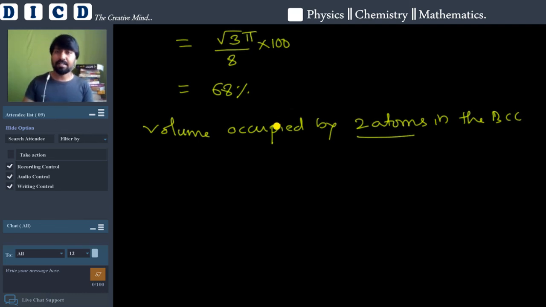Can you tell me how much space is still empty in the BCC? If you know, or if you're able to calculate that, please comment below.